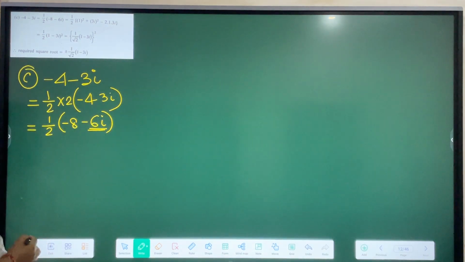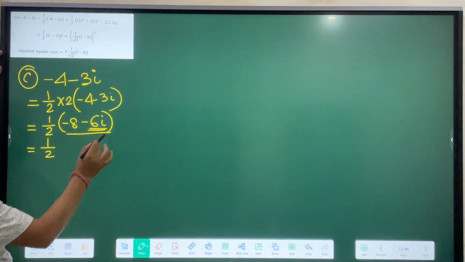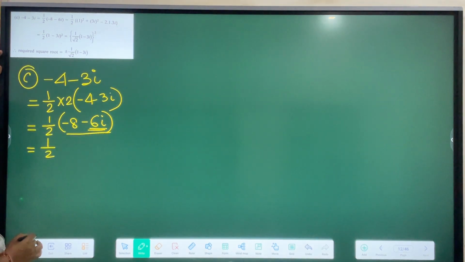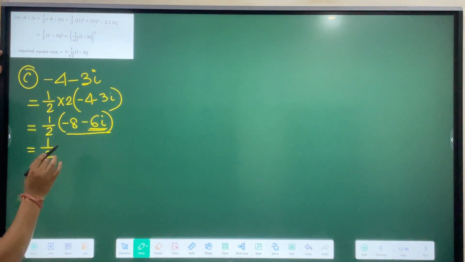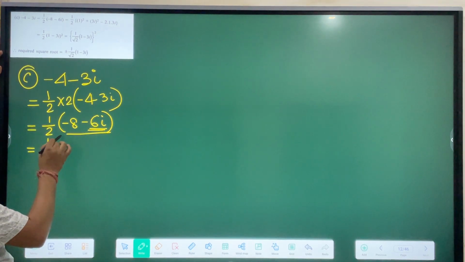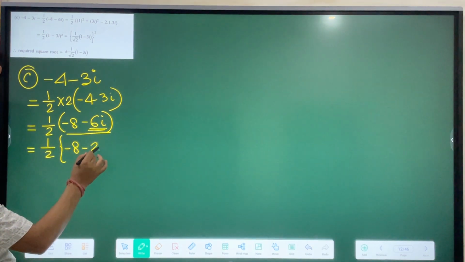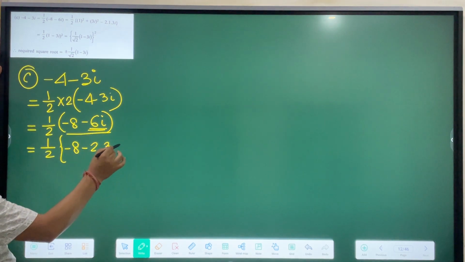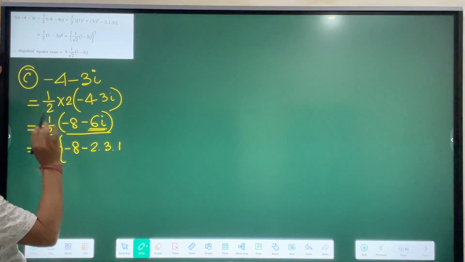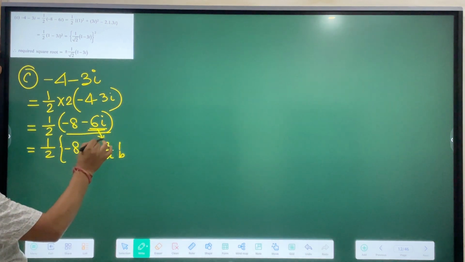Now this one is an even number. So let 1 by 2 be as it is. We will do this one as a minus b whole square. Why am I saying directly a minus b whole square? With i there is a minus sign. So we will try to get a minus b whole square. That means a square minus 2ab plus b square. Let us go for that. Minus 8, minus 2 into 3 into 1. 2 into 3 is 6. 6 into 1 is 6. 2ab, twice ab. So the calculation is the same.